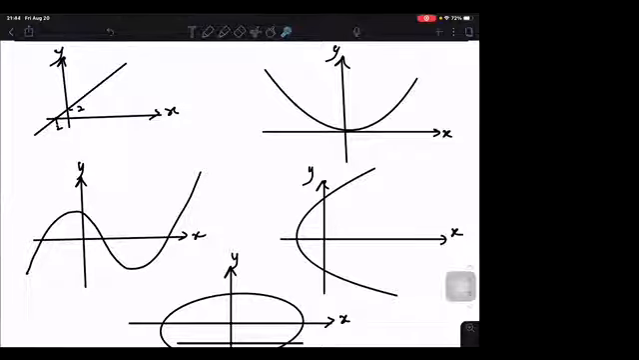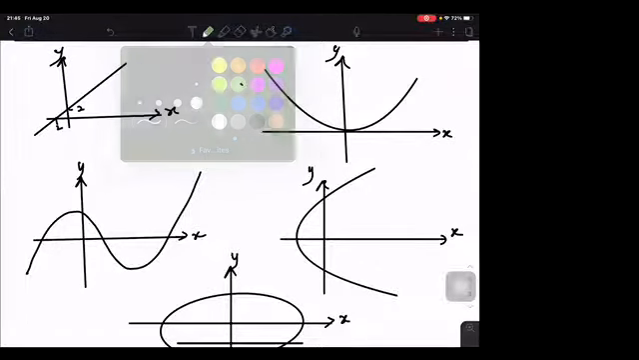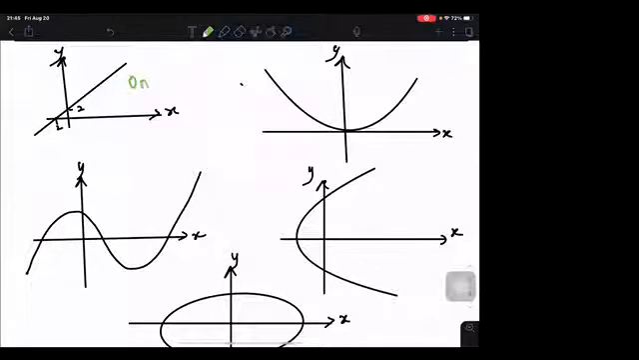Now, for example, this is a straight line. For this line, if you use the vertical line test, you will find that all points touch only one. So the one-to-many test fails, or we will say we cannot find any vertical line that touches 2 or more points. And the same for horizontal. Therefore, we know that this is a one-to-one relation.